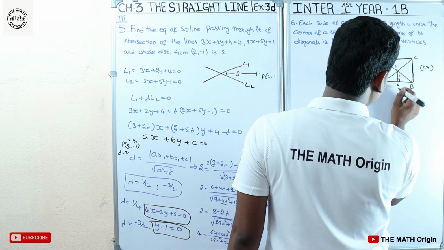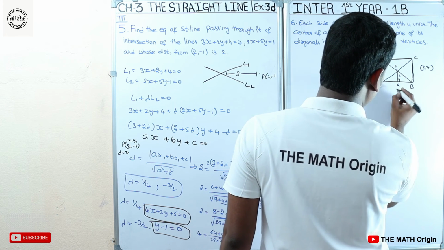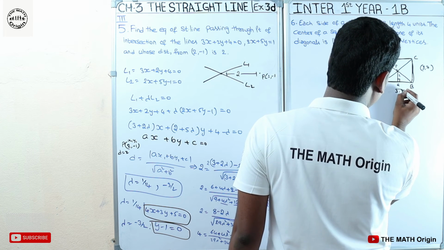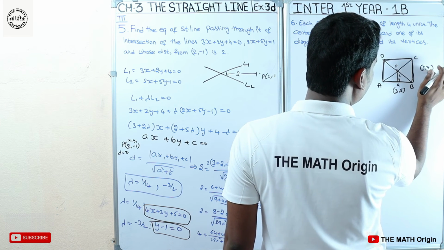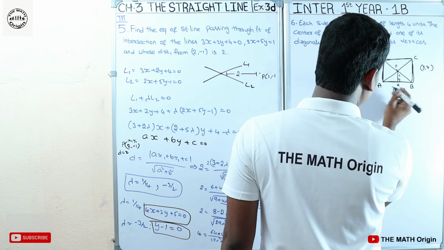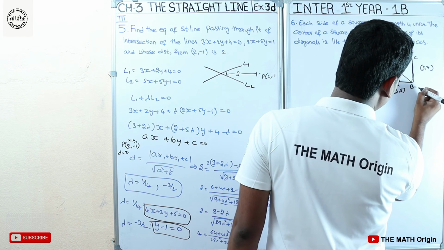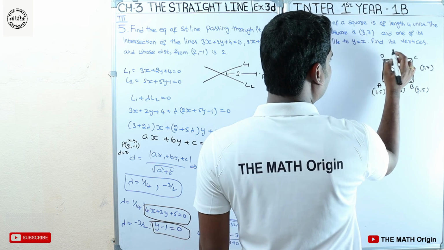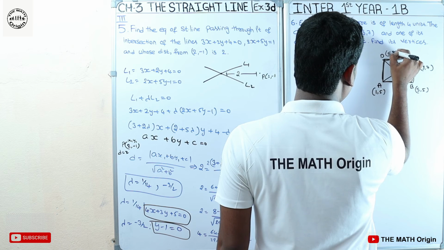Now I can write this point as 3, 5, because I am reducing 2 units from the y coordinate. So with this I can get A coordinate as 1, 5 and B coordinate as 5, 5. In the same way I can get the D coordinate as 1, 9 and C as 5, 9.